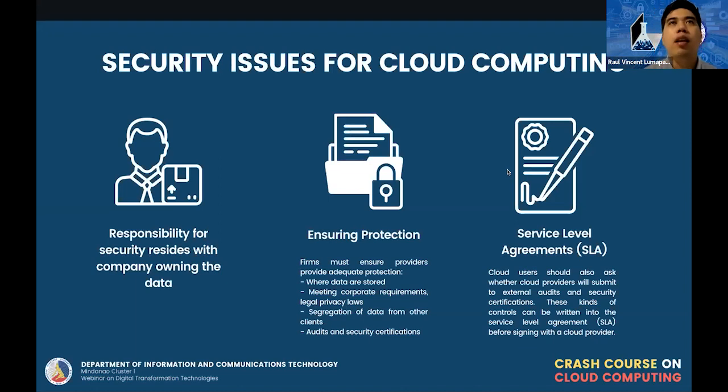It is not enough that Google or AWS or Azure or Microsoft is putting in security features. You should also look at your own security. You should be responsible for your own security, because you might have access keys or passwords that are being monitored by other people, and that becomes a problem. And then you check the service level agreement, or what we call SLAs. Cloud users should also ask whether cloud providers will submit to external audits and security certifications. These kinds of controls can be written into the service level agreement that you would sign as a contract with the cloud provider.